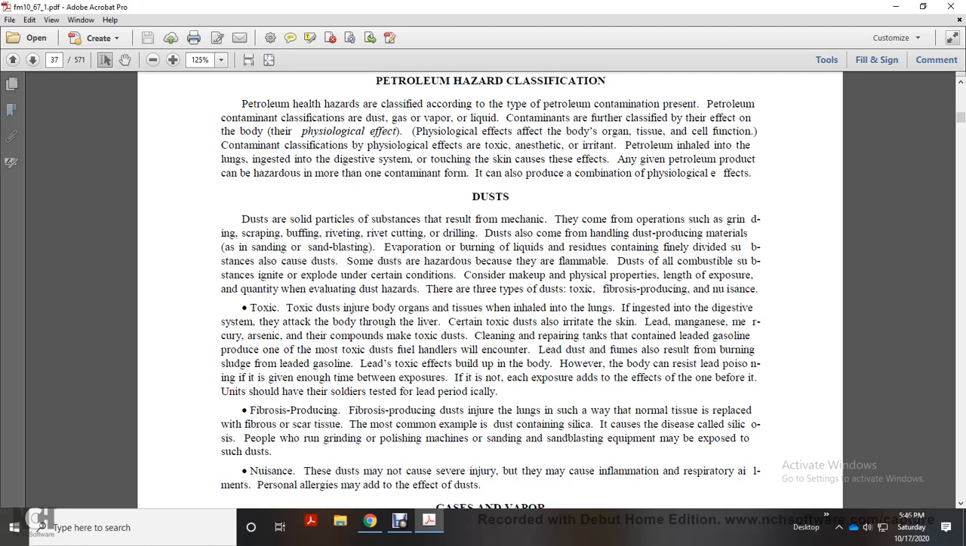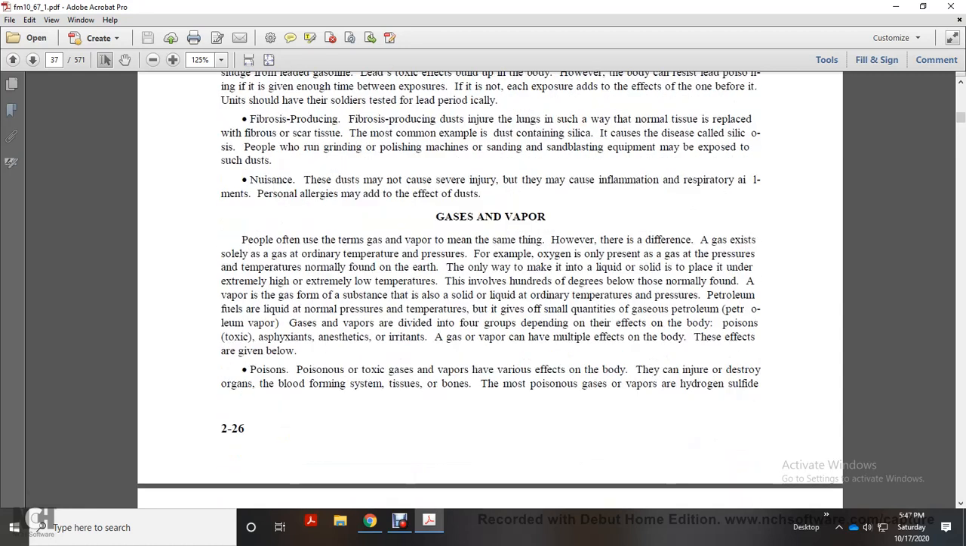Fibrosis-producing dust injures the lungs in such a way that normal tissue is replaced with fibrous scar tissue. The most common example is dust containing silica. This is called the disease silicosis. People running grinding and polishing machines and sandblasting equipment may be exposed to such dust. Nuisance dusts may not cause severe injury, but they may cause inflammation and respiratory ailments. Personal allergies may be added to the effects of the dust.